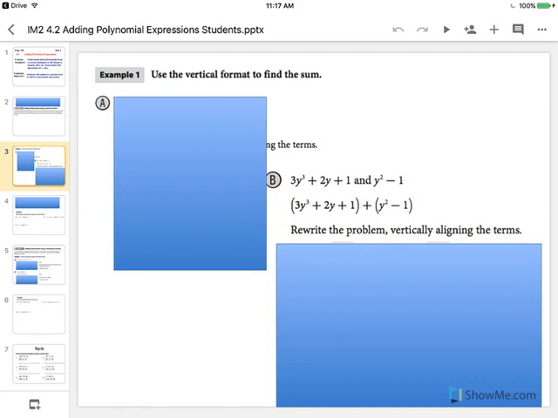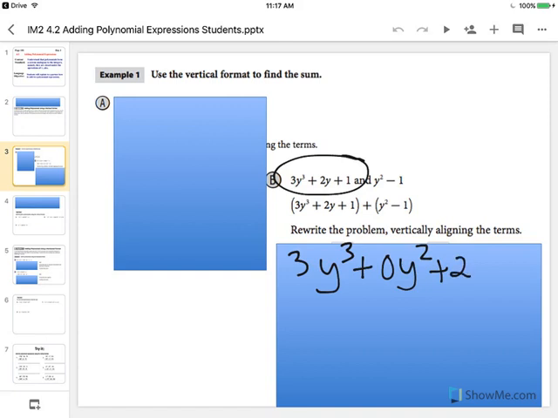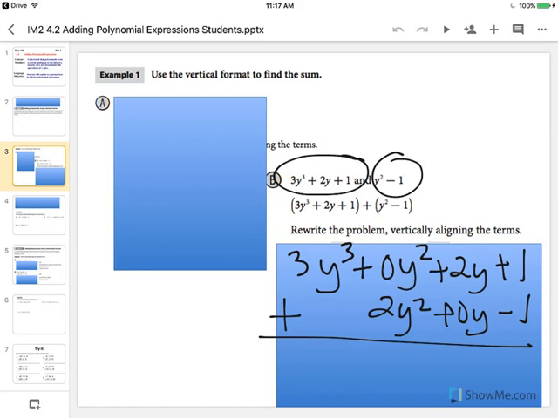Right, so let's go to our example B. So we have 3y cubed plus 2y plus 1 and y squared minus 1. Okay, so first write the first polynomial in standard form. So we have 3y cubed plus 0y squared plus 2y plus 1. And now the second polynomial, so this is y squared plus 0y minus 1. And then now we can combine these two.